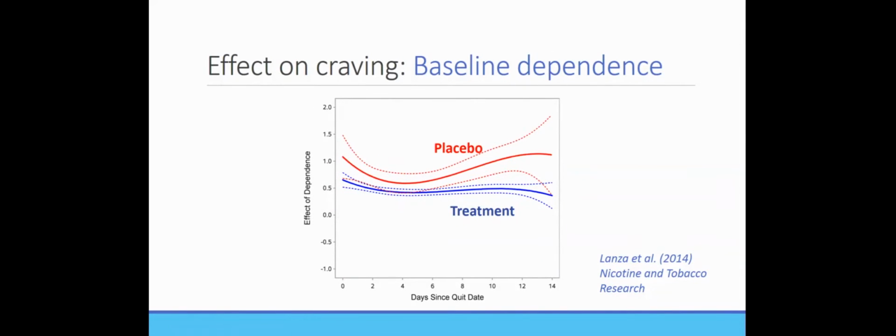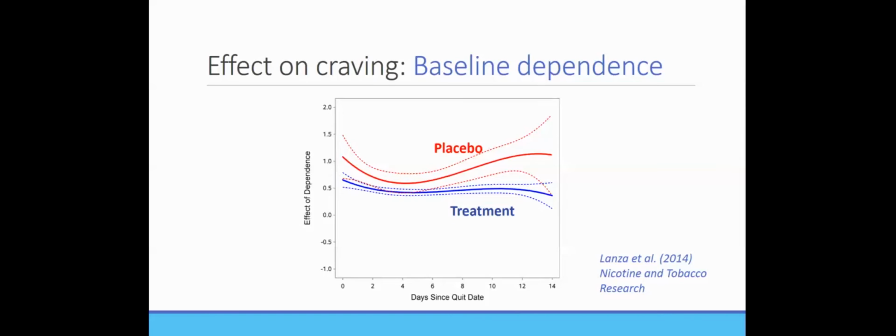Here's one more finding. This is for baseline dependence. Remember, baseline dependence is a single number that everyone has at the beginning of the study. And we expect that the effect of baseline dependence on craving may be pretty static. And in fact, for the treatment group, those receiving some sort of pharmaceutical or nicotine replacement treatment, the association is significantly different from 0. The higher your dependence level at baseline, the higher your craving. And that relationship is very steady throughout the 2-week period.